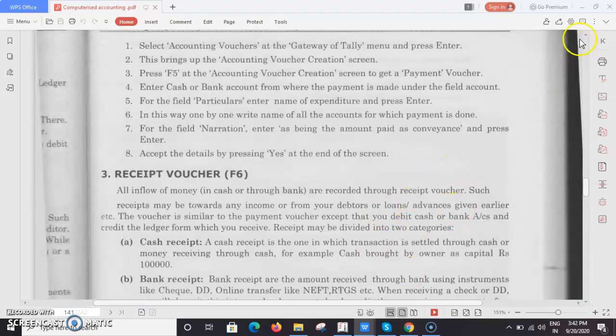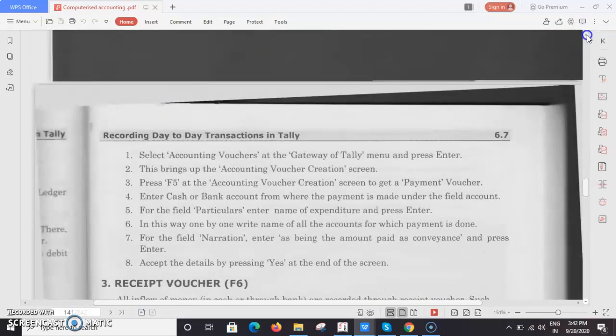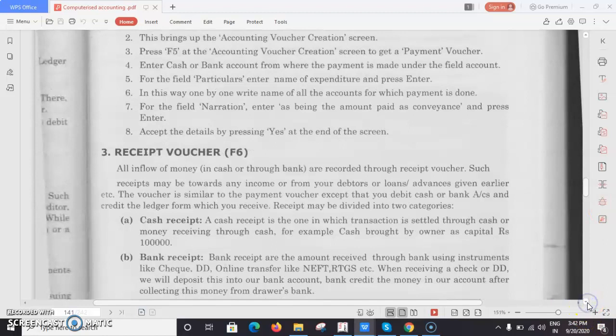F5 is the payment creation screen, where we have to give all the details. Now we will see an example and do that sum, that problem, in payment voucher. We will do both receipt and payment voucher at a time. Now we will see what a receipt voucher is: the reverse of payment.